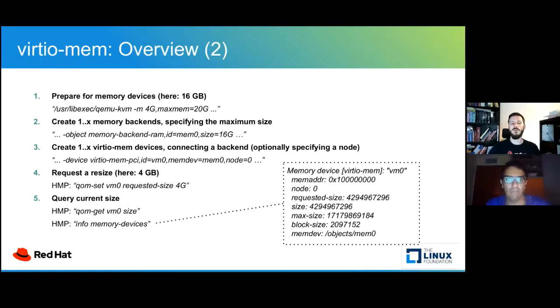You can request it, for example, via QMP or HMP in QEMU using the qom-set and qom-get mechanism. So you could request to consume, for example, 4 GB via that device, and the guest will try to make it possible. And you can always observe how much memory the guest is actually consuming via the device by querying its current size.